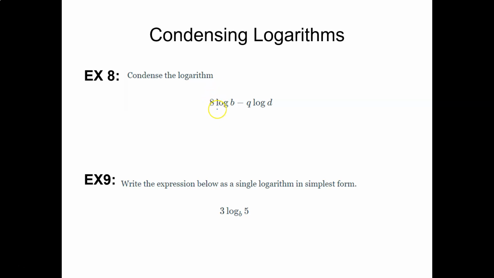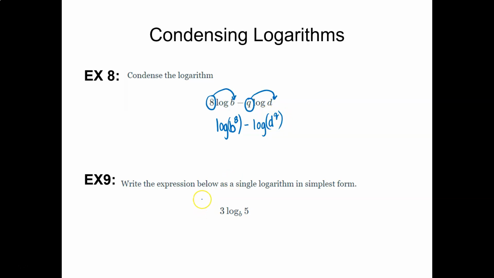So, for example 8, what's the first thing I'm going to need to do? I can't do anything while I've got these things outside of my logarithms, so they've got to be pulled in as exponents. So I'll have log of b to the 8th power minus log of d to the q power.